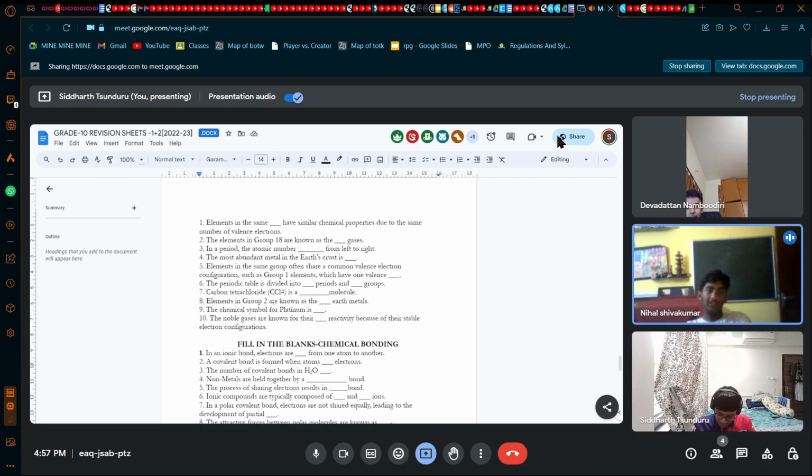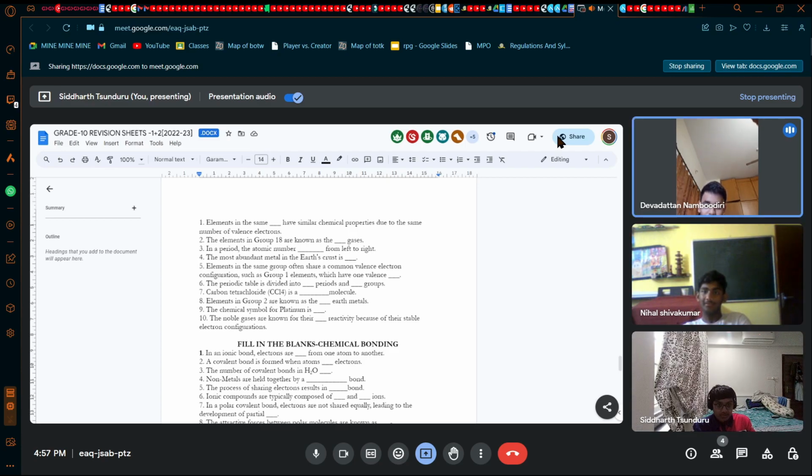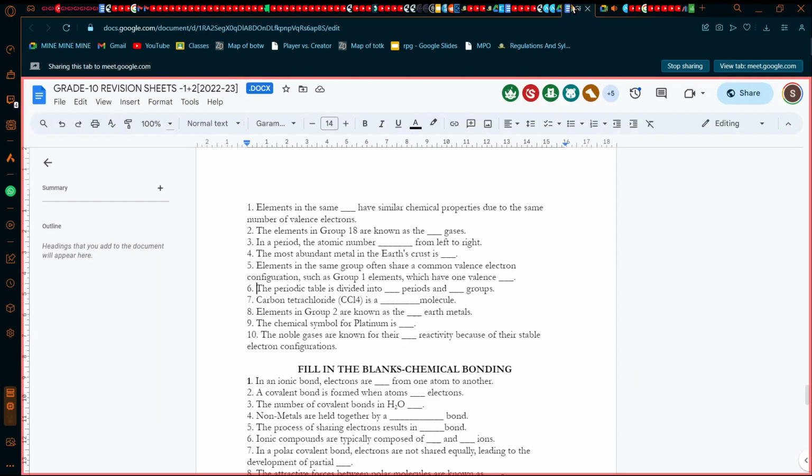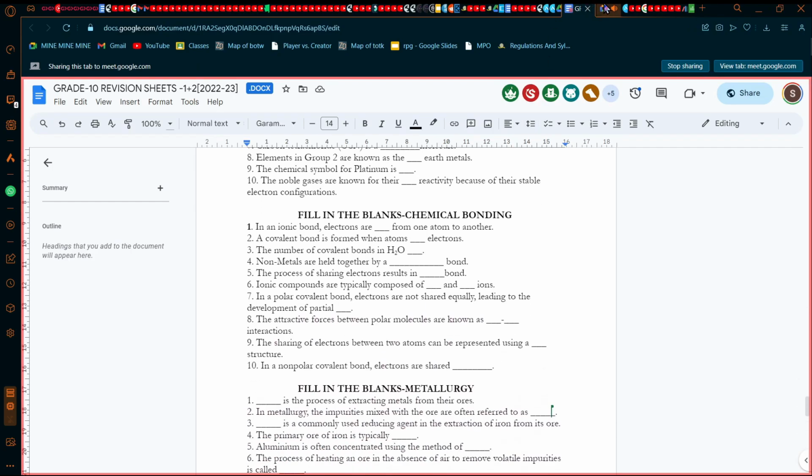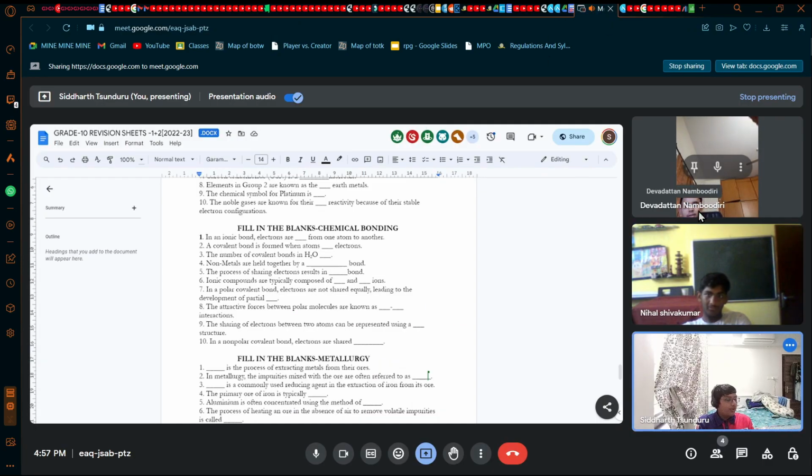In an ionic bond, electrons are transferred from one atom to another. Effect of electricity on electrovalent and covalent bonds. Electricity is conducted by ionic compounds in molten, fused or aqueous state. Non-metals just don't do that.